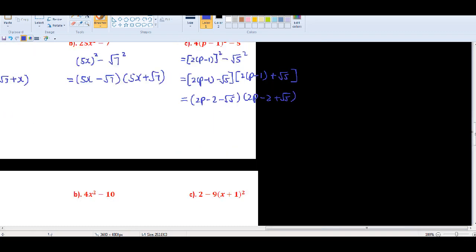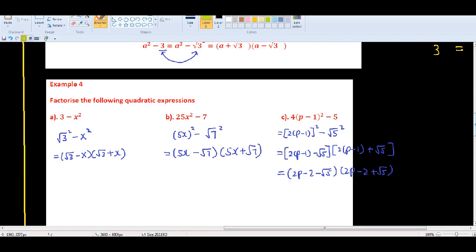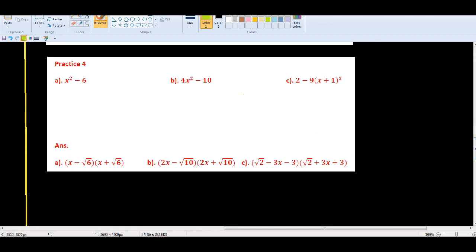Okay, let's see what happens. All right. So the key is, when you see a number that is not a square number, you can always use the square root of that number and then square it. Then you create the form that enables you to do the factorization of the difference of two squares.